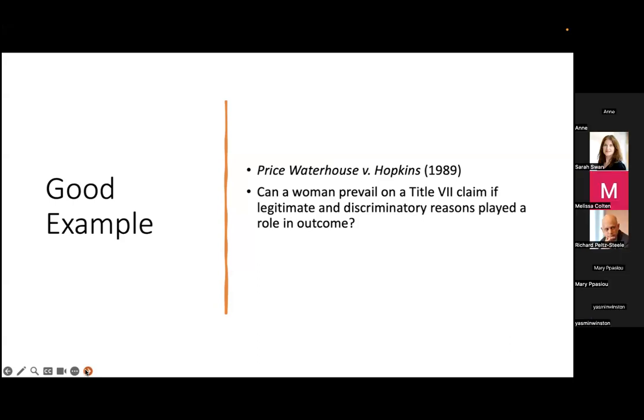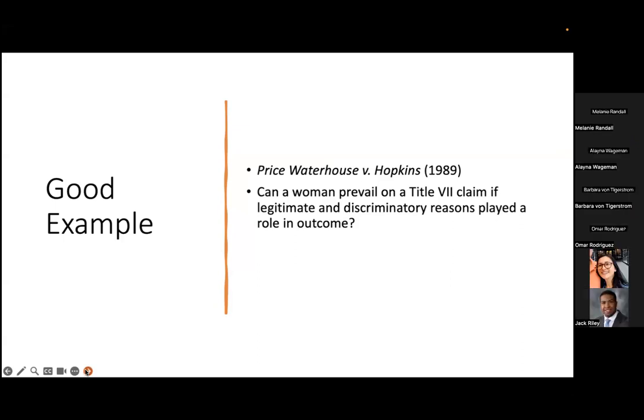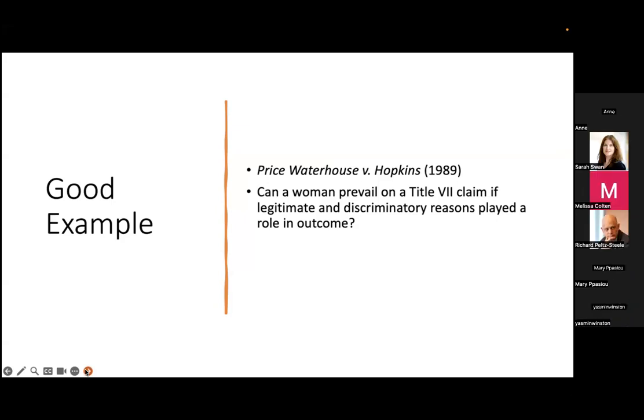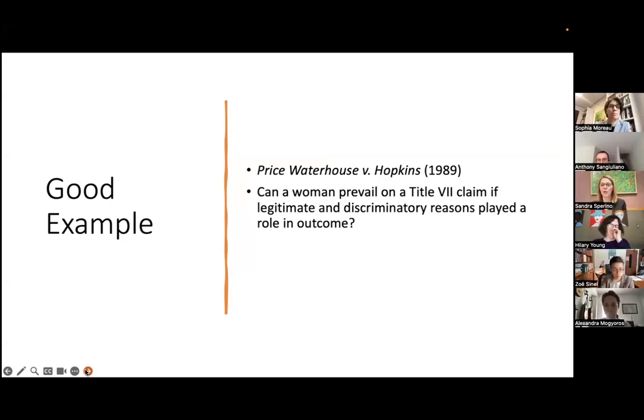And so, for example, one of the partners who actually supported her candidacy told her that she needed to talk more femininely, walk more femininely, and wear makeup and jewelry. And if she did that, and the words are very strange, she would be a more attractive lady partner candidate, are the words that are in the case. And so the court was trying to figure out in this case whether she could prevail if the facts established that there were legitimate, not based on her sex reasons for her failure to make partner, but also discriminatory reasons.